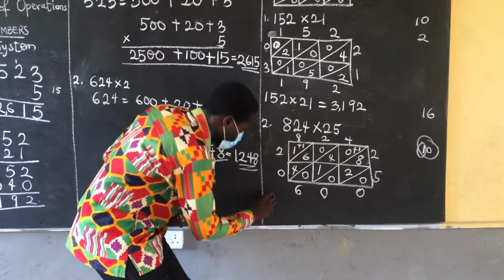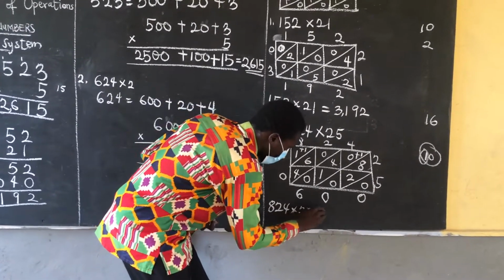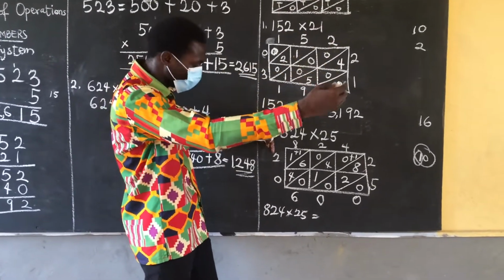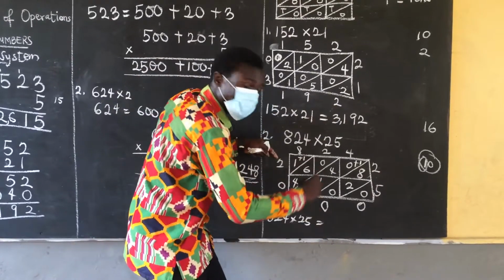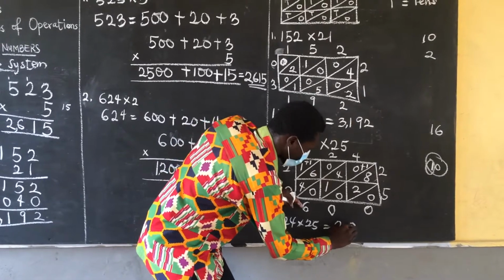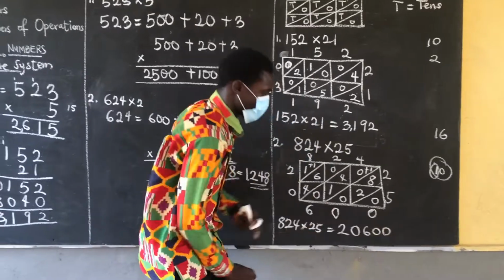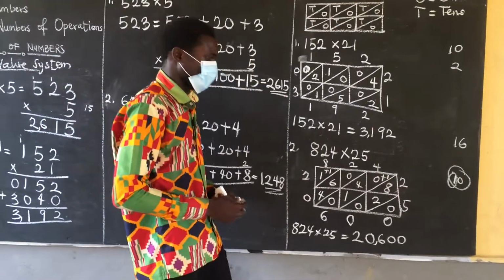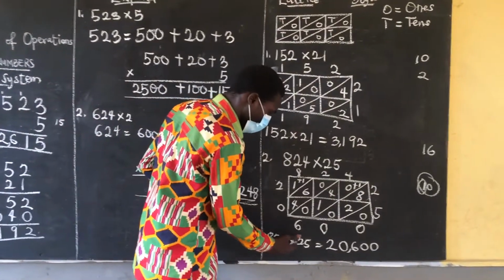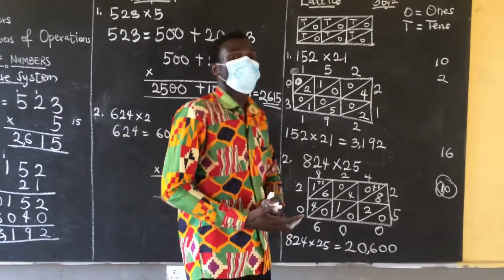So this is telling me that 824 times 25 is equal to, now because this number is greater than 0, I'm going to record it. So 2, 0, 6, 0, 0. And this will give me 20,600. So 824 times 25 will give me this using the lattice method.